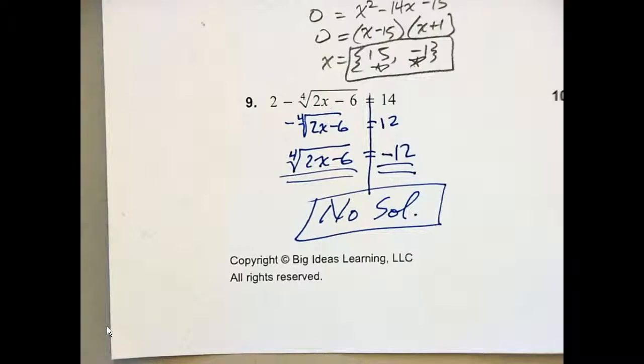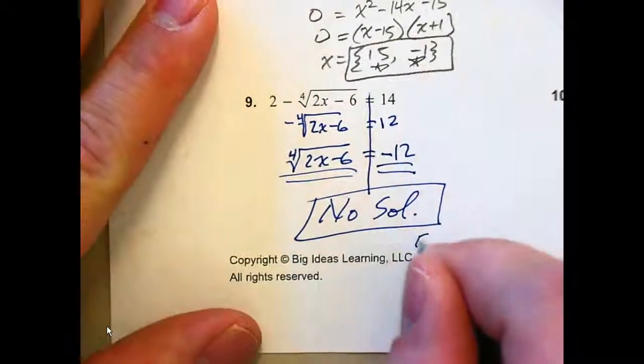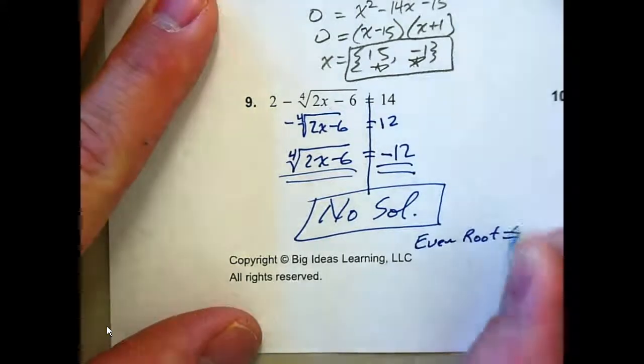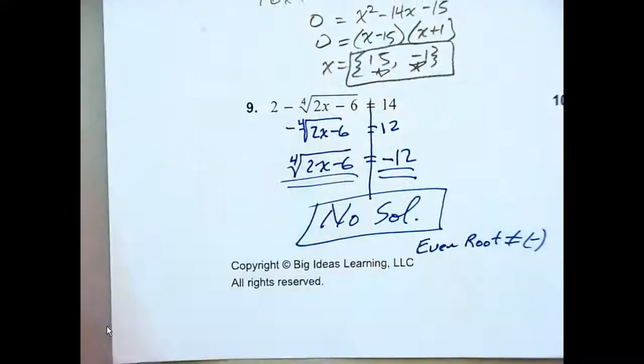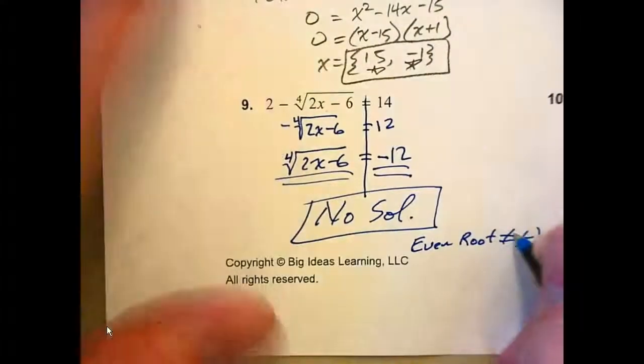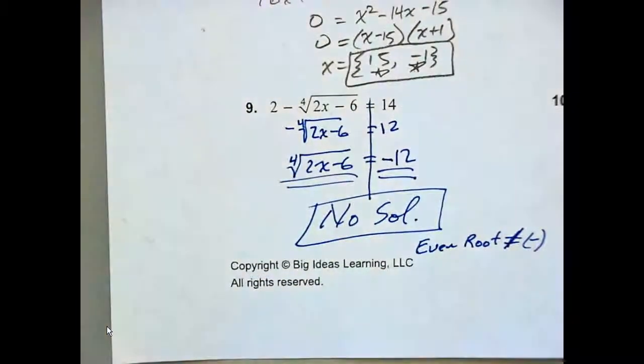Make a note to yourself: even roots cannot equal a negative. Wherever you put those notes that you study right before your test, have a page where you're like, man, I better study or review this right before my test. Better put that one on there. Even roots cannot be negative. Good job.